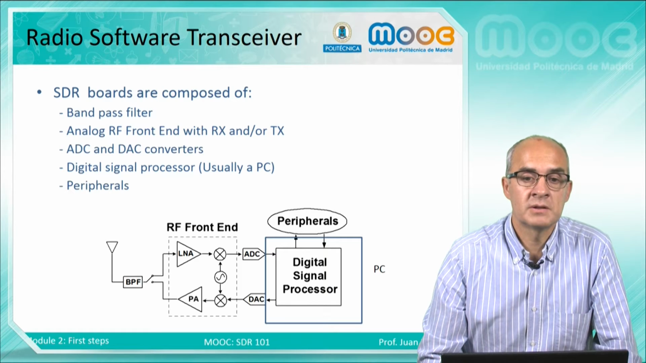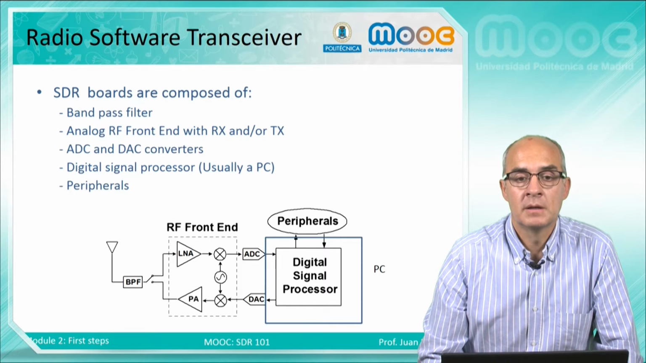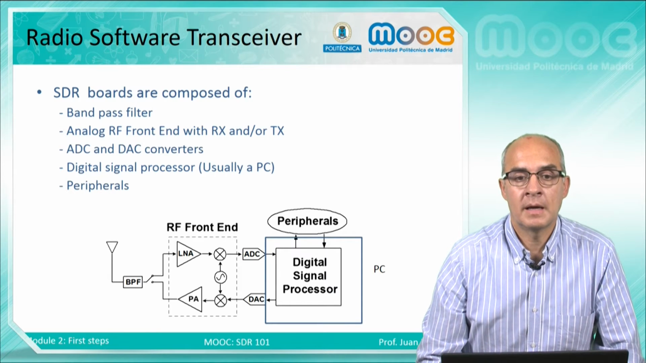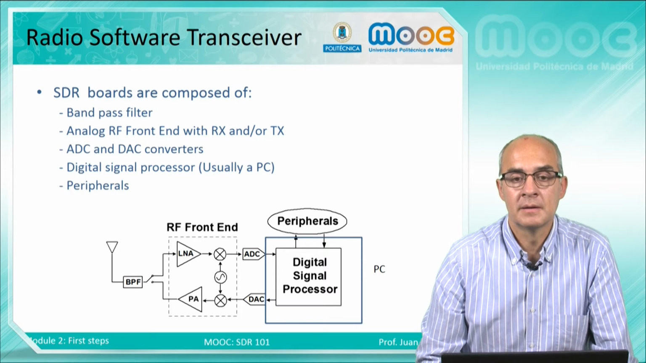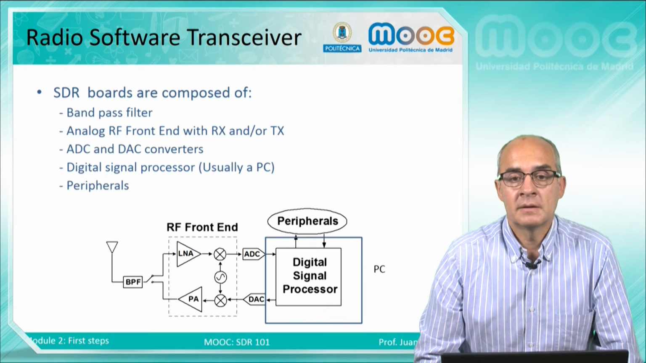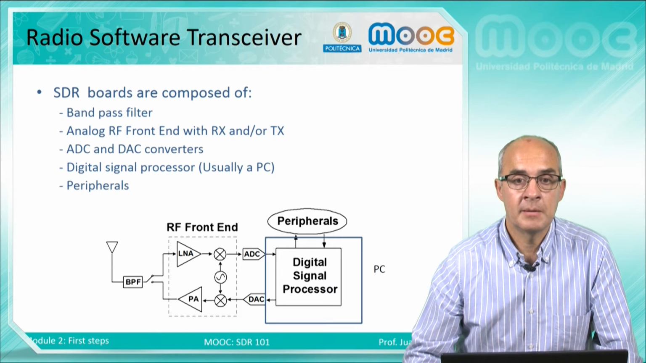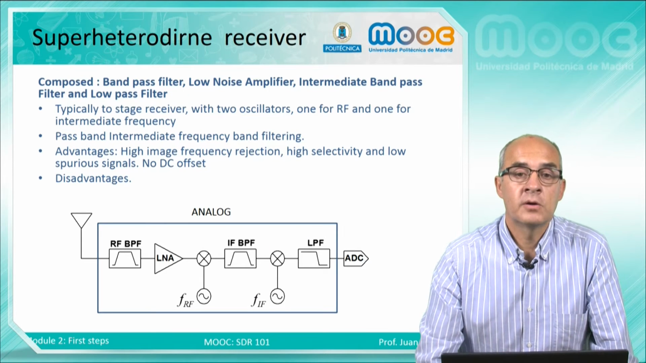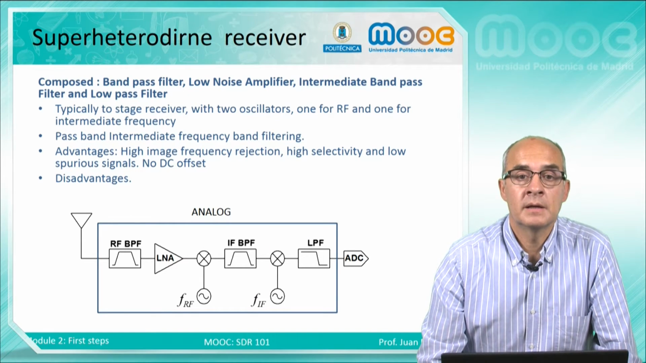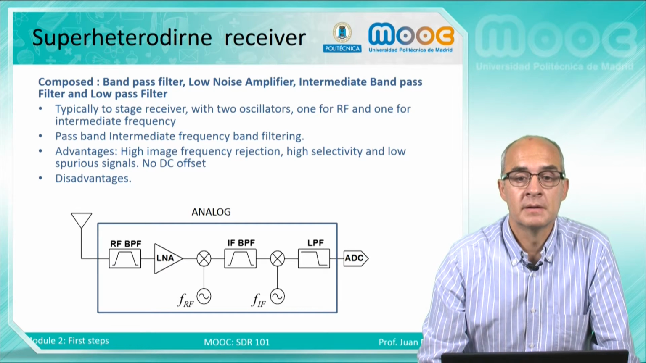To switch from transmission to reception, there can be a switch in the output connecting the antenna to the RF front end. This front end takes the signal to a digital signal processor, which usually is the PC. There are different configurations of receivers. One of them is the super heterodyne receiver.